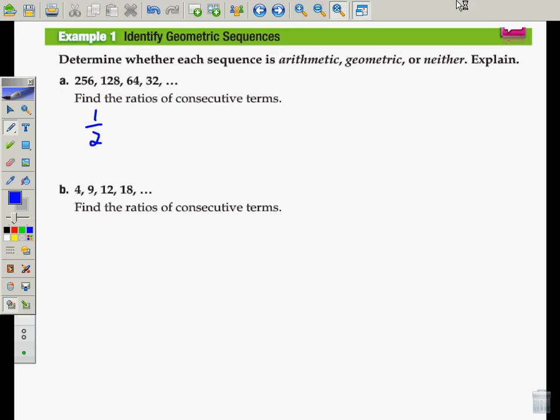Since this is a geometric sequence, because I got that same ratio, I'm done. It was geometric. Not arithmetic, because I wasn't adding or subtracting the same thing each time, but each time you can think of it as multiplying: 256 times 1/2 is 128, 128 times 1/2 is 64, and 64 times 1/2 is 32. We found that common ratio, and that's how we know it's geometric. And I apologize, I think there might have just been something flash up on the screen.